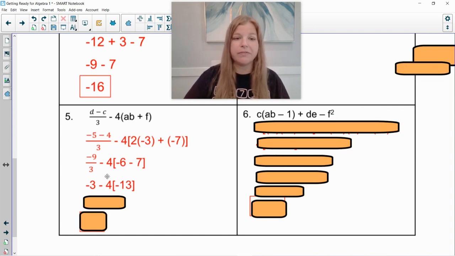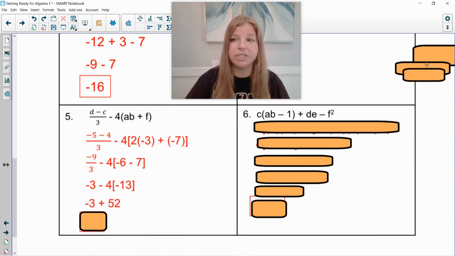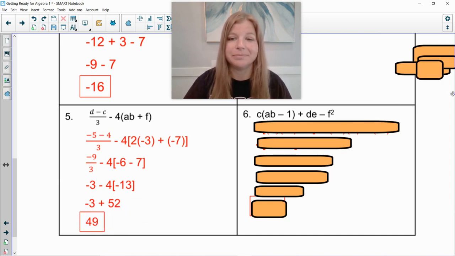Last part I want to simplify here before I do my subtraction is I need to multiply -4 times -13. Remember, a negative times a negative is a positive. So now this becomes -3 plus 4 times 13 is 52. And -3 plus 52 leaves us with 49.